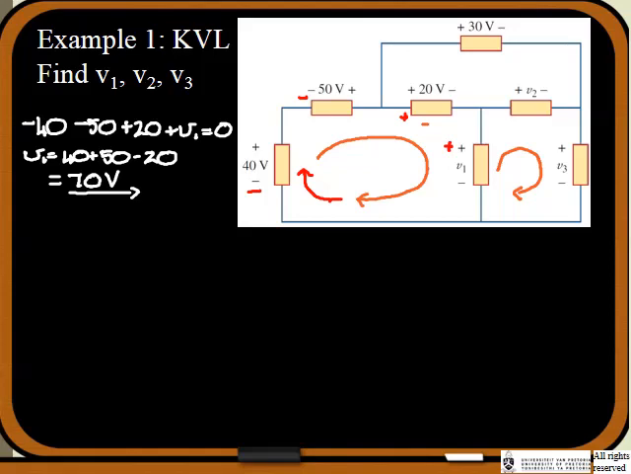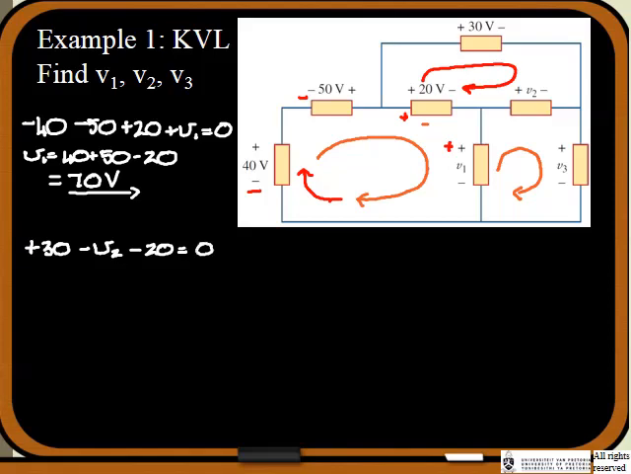So how can we find V2 with only one loop? For V2, if we take the top loop, then V2 is the only unknown in that top loop. So we write it down. Where do we start? Let's start with the 30 volts, because we're going to enter the 30 volt positive terminal. So we write down plus 30. Then we go into the negative terminal of V2, and the loop goes into the negative terminal of that 20 volts, and that must all equal 0.